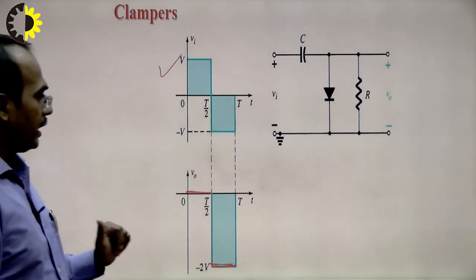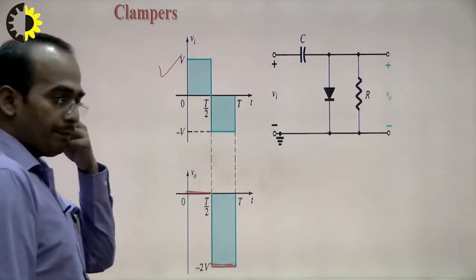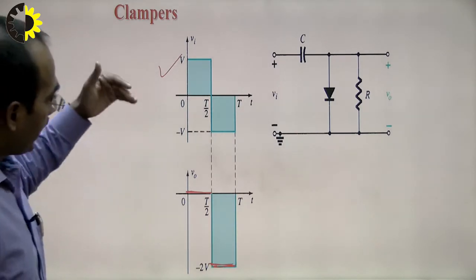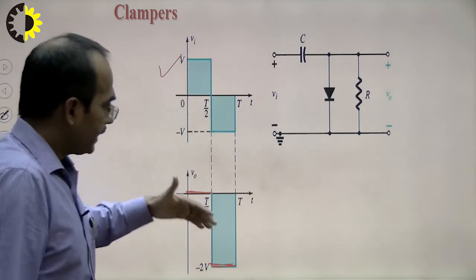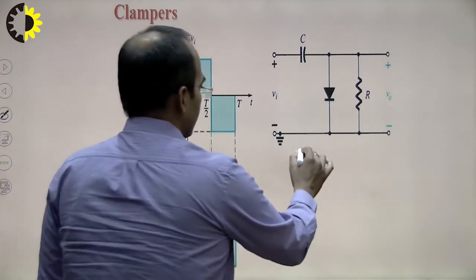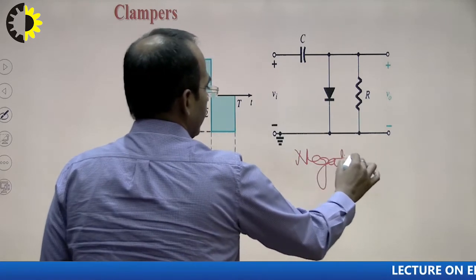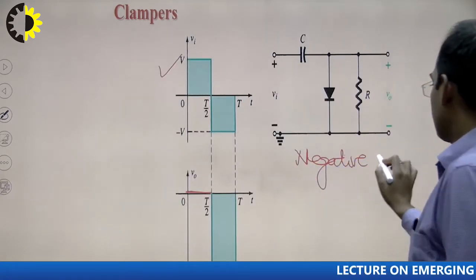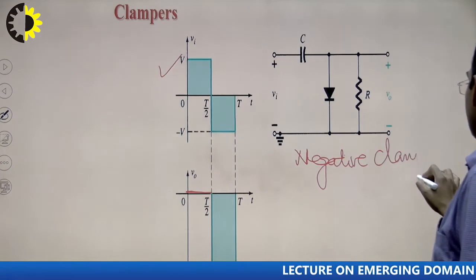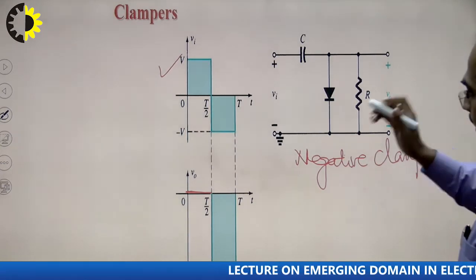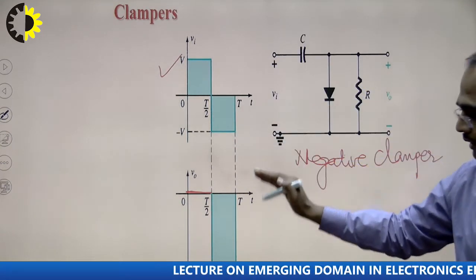So in this way you can see that the clamper circuit is shifting the input waveform towards the negative direction. So this clamper is nothing but a negative clamper, because it is shifting your input waveform towards the negative side.